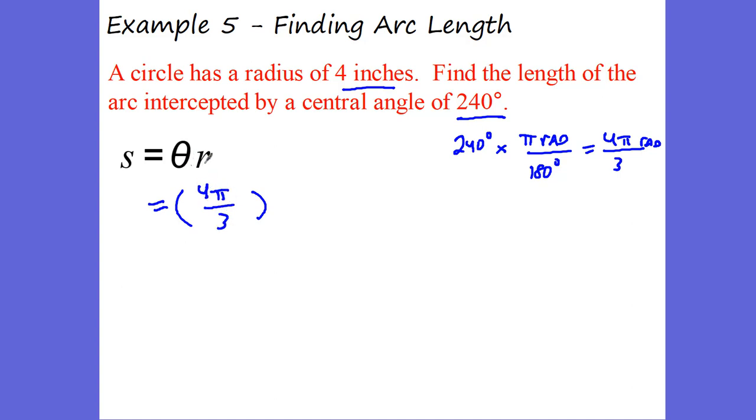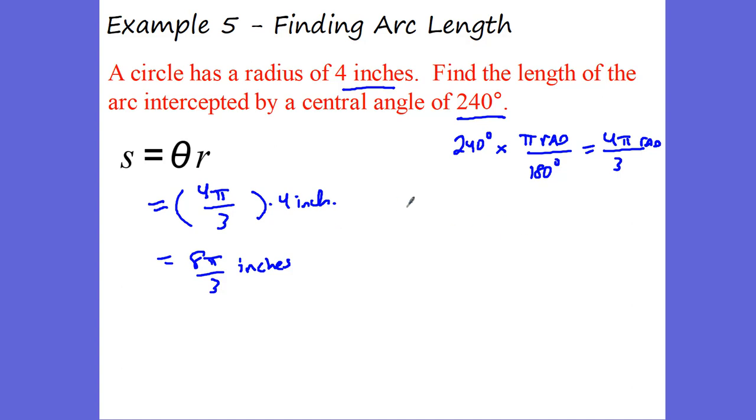4 pi over 3. The radius is 4 inches, which means we have 4 pi over 3 times 4. That's 8 pi over 3. And my units are inches. Ultimately, radians is what we call unitless. Okay, so what is the arc length?